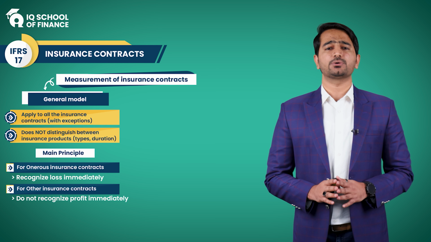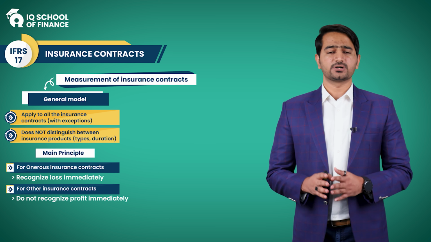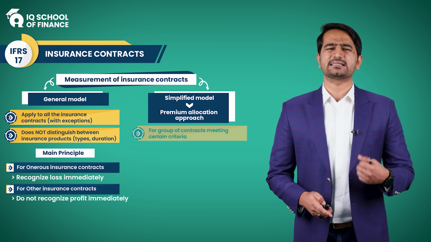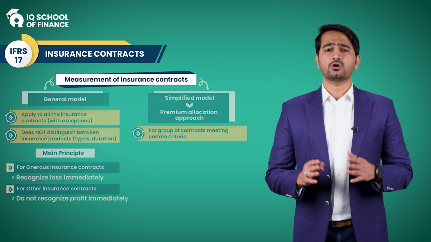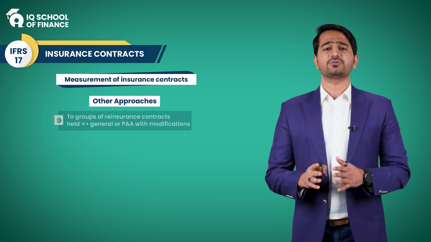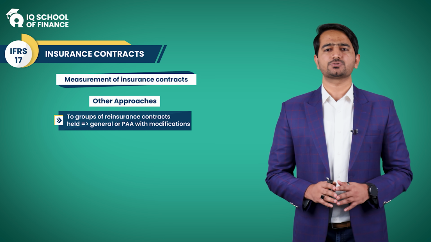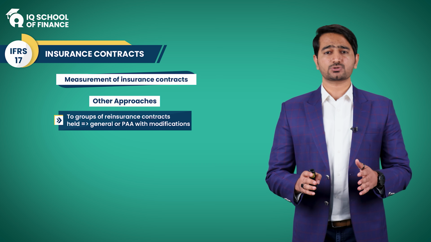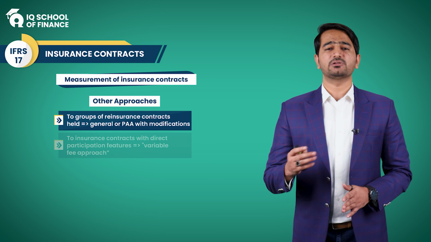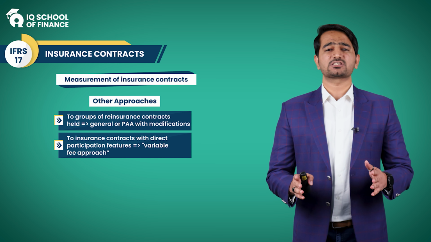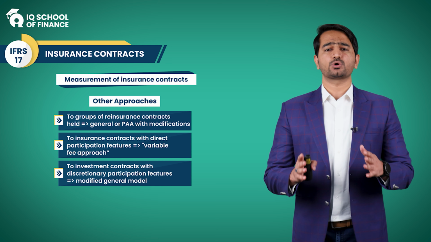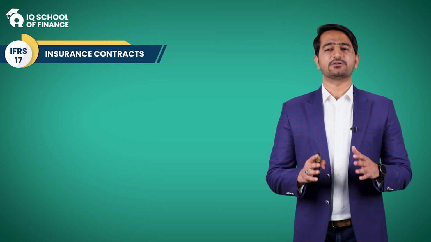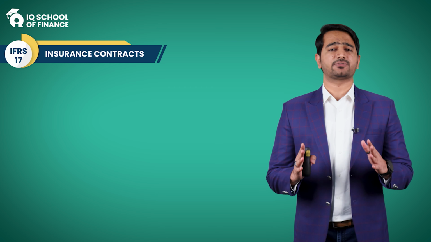IFRS 17 also introduces some modifications to the general model. First, there is a simplified model known as the premium allocation approach, which can be used for insurance contracts meeting certain criteria. IFRS 17 also offers additional methods. For groups of reinsurance contracts held, the general model may be used with some modifications, or the premium allocation approach can be adapted as well. For insurance contracts with direct participation features, the variable fee approach is recommended. Meanwhile, investment contracts with discretionary participation features should also follow the general model, even with certain modifications. This gives you a brief outline of the different methods for measuring insurance contracts under IFRS 17.